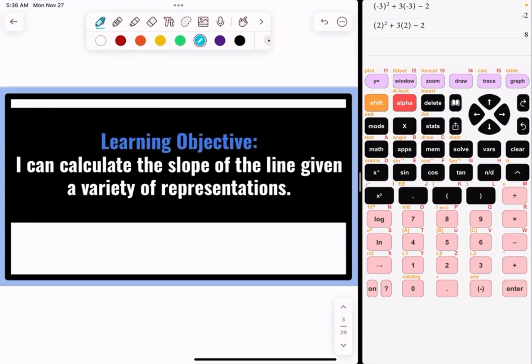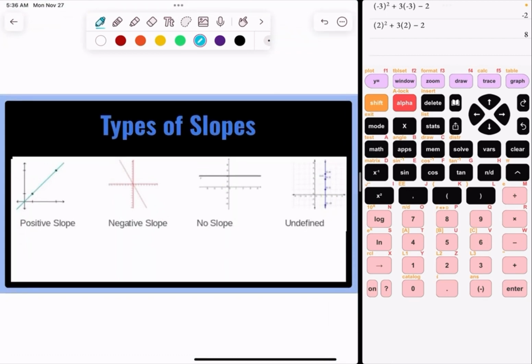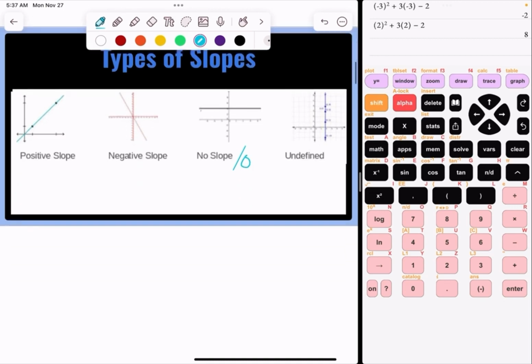Today we're going to learn how to calculate the slope of the line given a variety of representations. So, types of slopes. Slope tells us how steep a line is. We can have a positive slope, which shows us that the line goes up. We could have a negative slope, which tells us that the line goes down. It's a decreasing line. No slope would mean that the line is horizontal. Or another way we could say no slope is a slope of 0. That's more common. Or an undefined slope, which would be an up and down line. So horizontal lines are 0 slope and vertical lines are undefined slope.